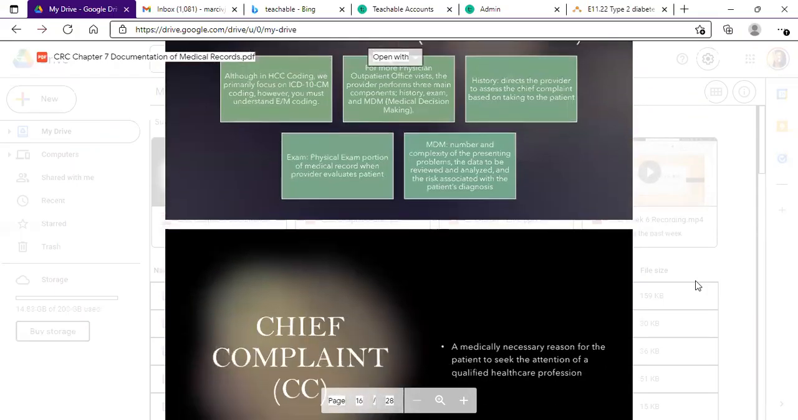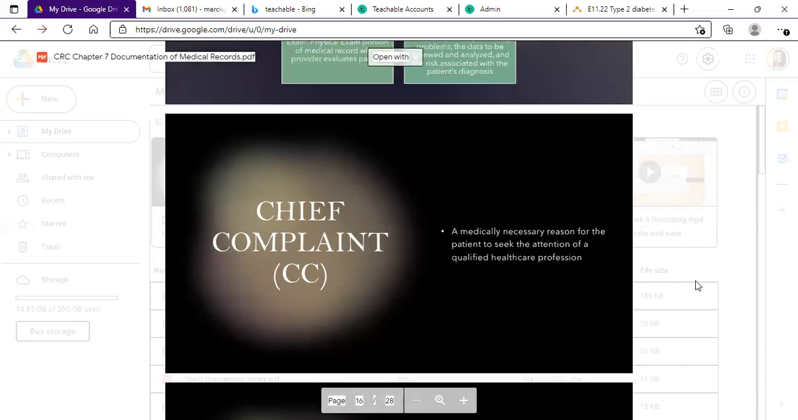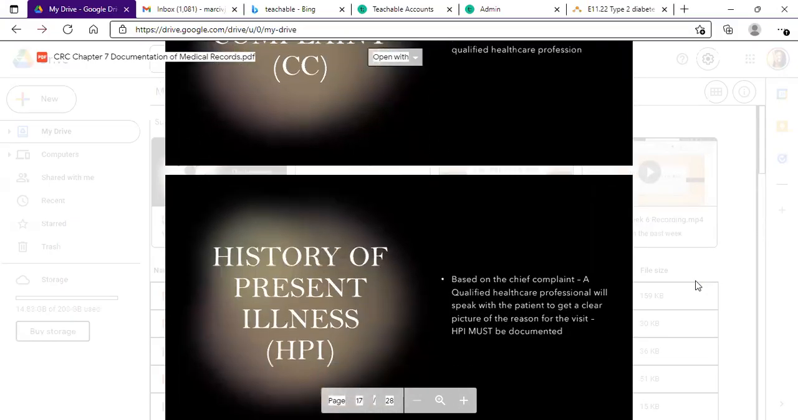Making sense so far? Yes. Okay, there we go. We got a couple of spokespeople. Okay, we woke. So your chief complaint. Your chief complaint is the medically necessary reason for the patient to seek the attention of a qualified healthcare professional. Your chief complaint is, what are you coming in here for?